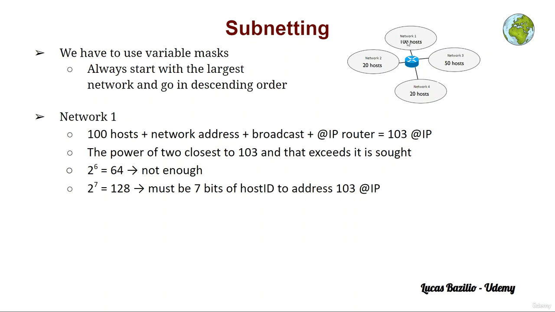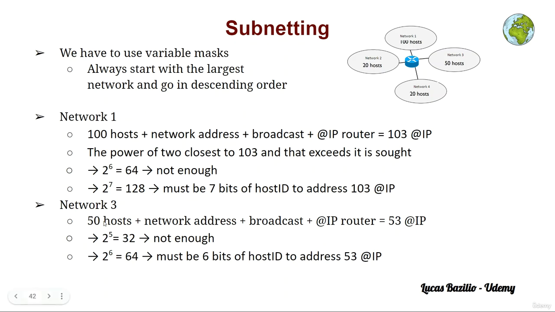Okay, very well. Once we have finished with network 1, we now go to the second largest. So this is network 3 with 50 hosts. Now, if we have 50 hosts, we will also need the broadcast address, the network address, and this interface for the router. So in total, 53 IP addresses. Again, we need to look for the power of 2 closest to 53. 2 raised to 5 gives us 32. This is not sufficient. 2 raised to 6 gives us 64. This is sufficient, right? So we'll need to use 6 bits of the host ID for network 3.